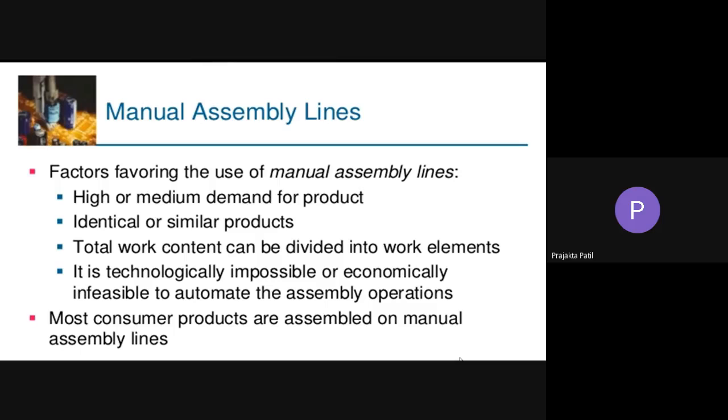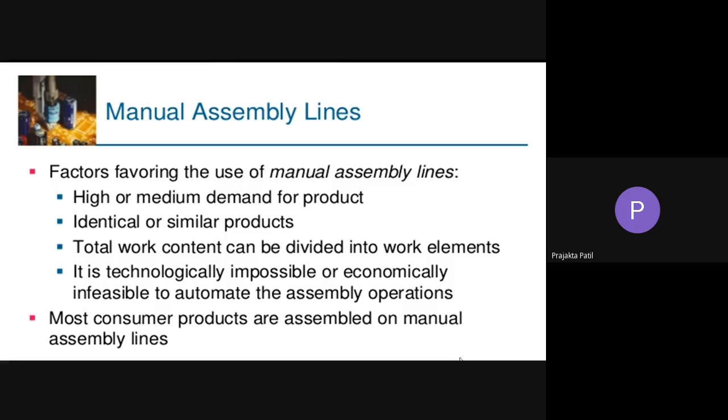Next is when the total work content can be divided into work elements. Of course, you will go for a manual assembly line. You'll be putting an assembly line only when the work that has to be performed on it can be split into minor works. Like the total work content has to be divided into minor or small work elements. Only then you can put this into an assembly line, right?